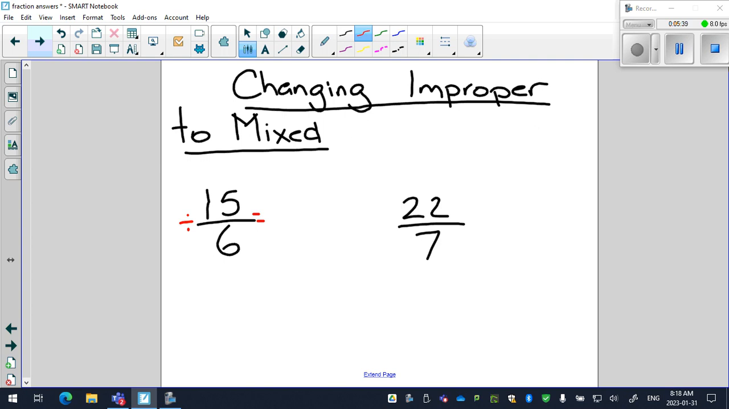And it will go in twice. If you try to go in 3 times, that'd be 18, it wouldn't work. So 6 will go into 15 twice. That becomes our whole number. And then we've got to say, okay, what are 2 groups of 6? 2 groups of 6 are 12.